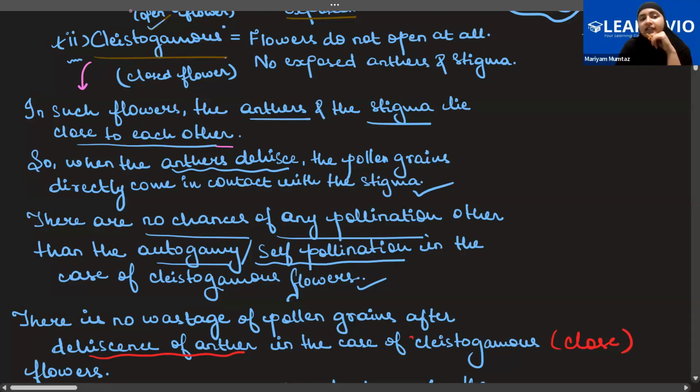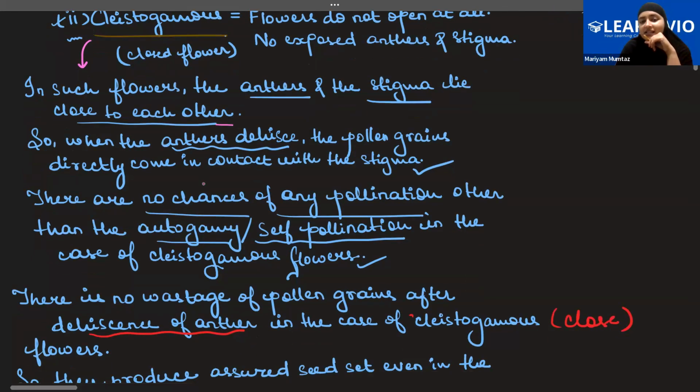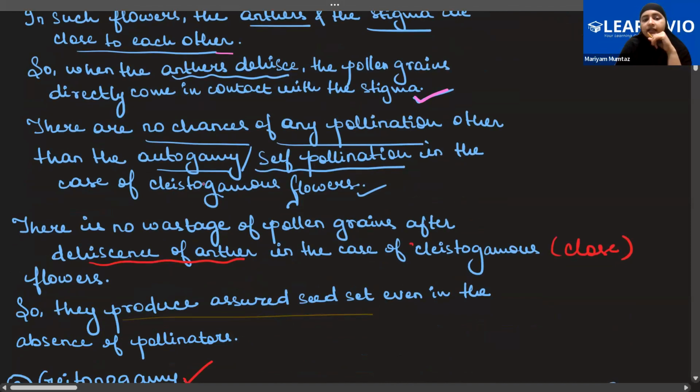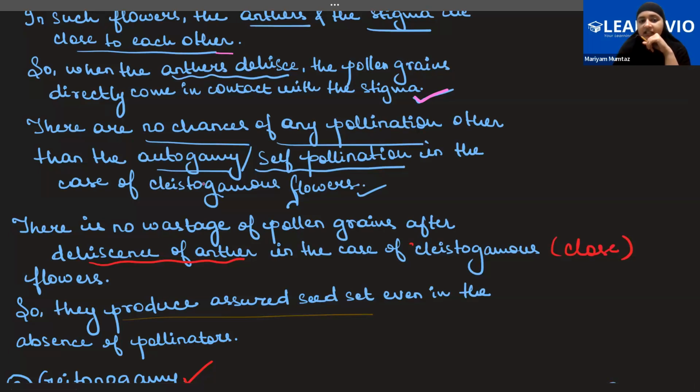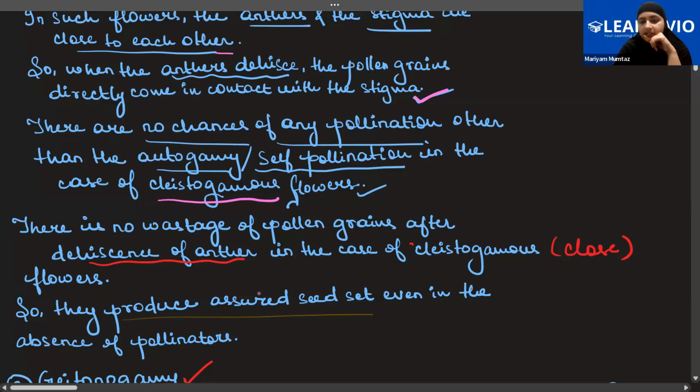So that is why in the case of a clistogamous flower, the anther and stigma have to lie close to each other. So when the anthers dehisce, the pollen grains directly come in contact with the stigma. There are no chances of any pollination other than autogamy or self-pollination in the case of clistogamous flowers. Can any foreign pollen come into a closed flower? No, right? Because the flower is closed, there is no opening for anything else to come. So in the case of clistogamous flowers, autogamy or self-pollination is the only way of pollination. Clear? Any doubts up till now?